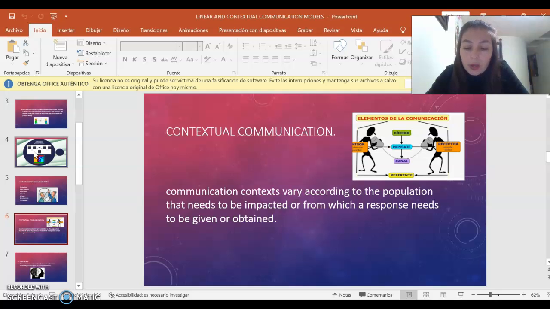Contextual communication. Contextual communication varies according to the position that needs to be impacted or to what responds to needs.